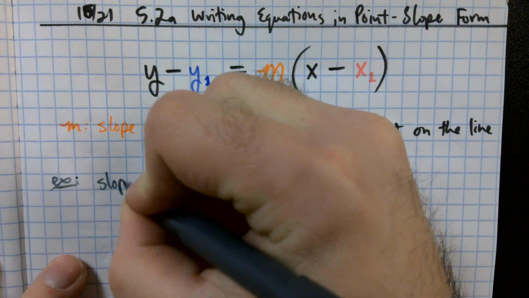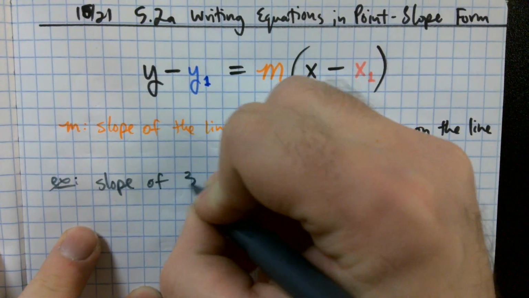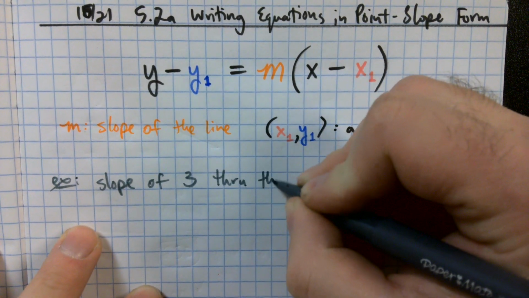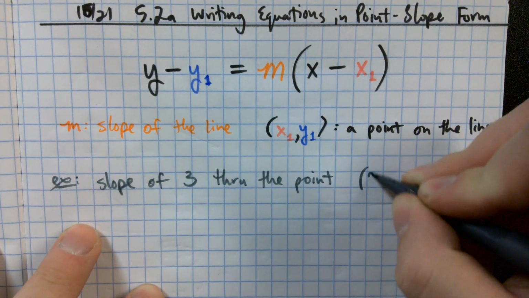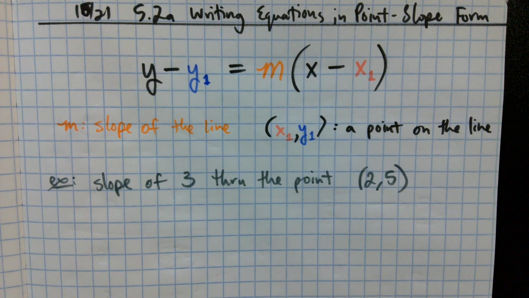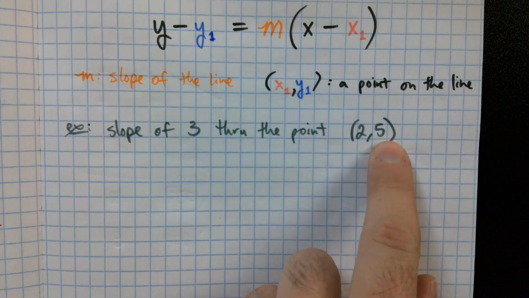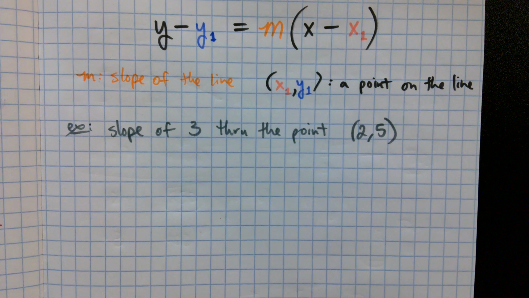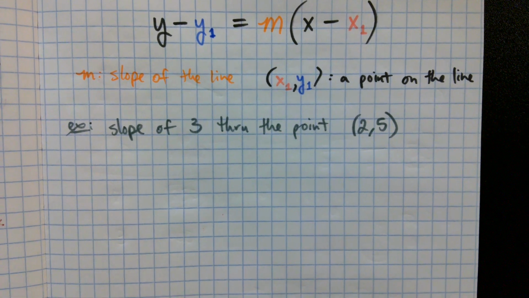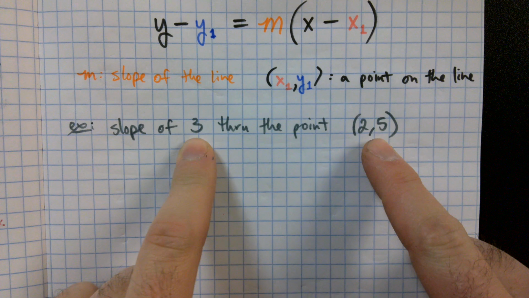Let's say I've got some kind of line with a slope of 3 through the point 2, comma 5. Familiar to what we've been seeing, right? If we were going to write something in slope-intercept form, we would need to find the intercept. This is where we would plug in 5 equals 3 times 2 plus b, and then solve for b. But we don't have to do that here. All we need is the slope and a point on the line.